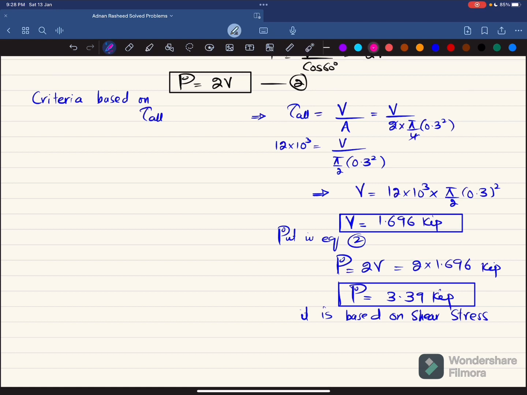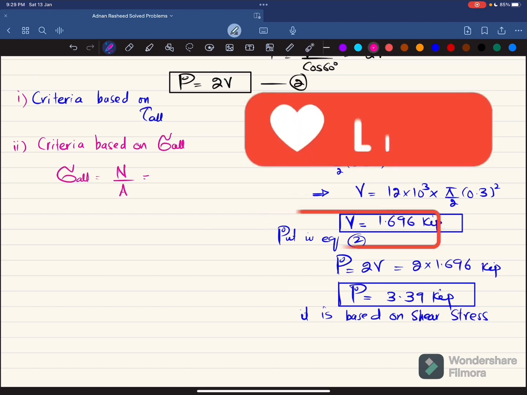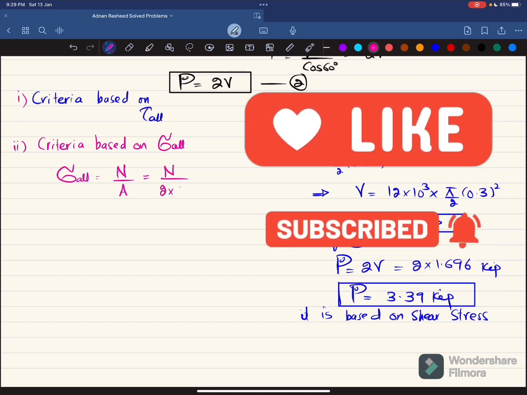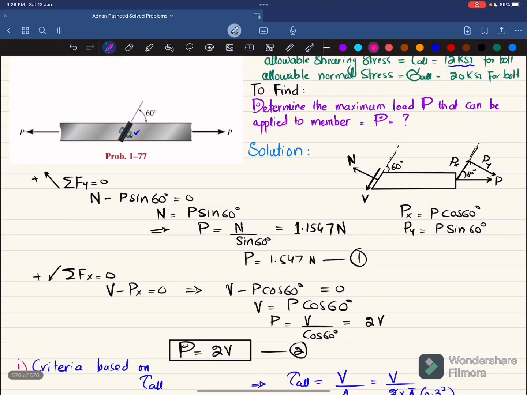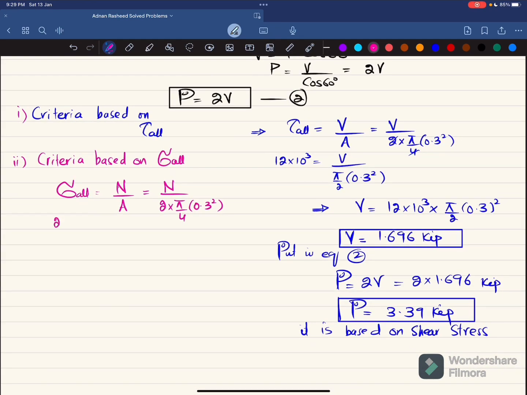Now this was the first criterion, we will use the second criterion based on allowable normal stress, and we know that allowable normal stress is equal to normal force divided by area. Since there are two bolts, I will write N divided by 2 multiplied by pi by 4. The diameter of the bolt is given as 0.3, so 0.3 square, and the allowable normal stress is given as 20 ksi. So 20 into 10 to the power 3 is equal to N divided by pi by 2, 0.3 square. So N will be equal to 20 into 10 to the power 3 multiplied by pi by 2 into 0.3 square, and you will get N equal to 2.827 kip.